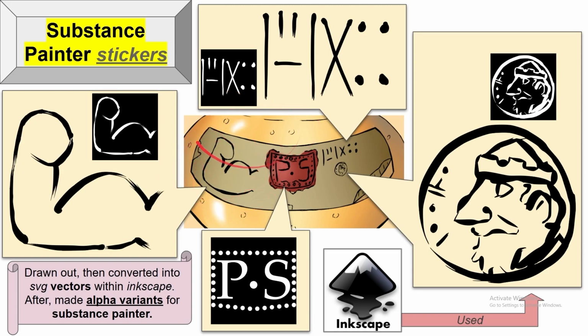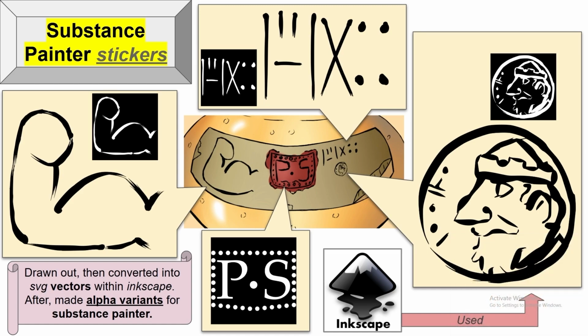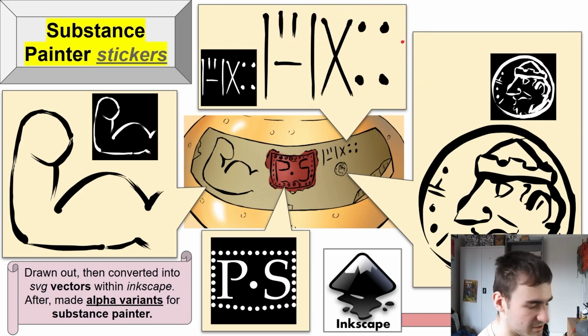So the arm, the writing, the head, they were initially drawn out again in Paint Tool SAI and then just traced over in Inkscape to create vectors, scaled those vectors up, maybe added some thickness to those vectors such as the writing, made sure that the alpha maps are identical to the actual texture, and then just imported them back into Substance Painter and made sure that they work.